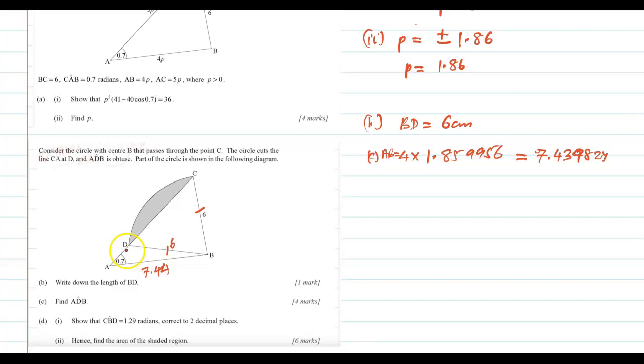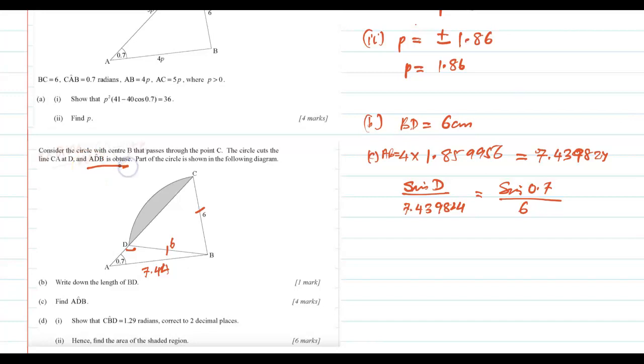Now you need to find out this value. If you look at triangle ADB, I can use the sine rule, because whenever you know an opposite angle and side, you should use the sine rule. So I use sine D upon 7.43984 is equal to sine 0.7 divided by 6. Now you've been given that ADB is an obtuse angle.